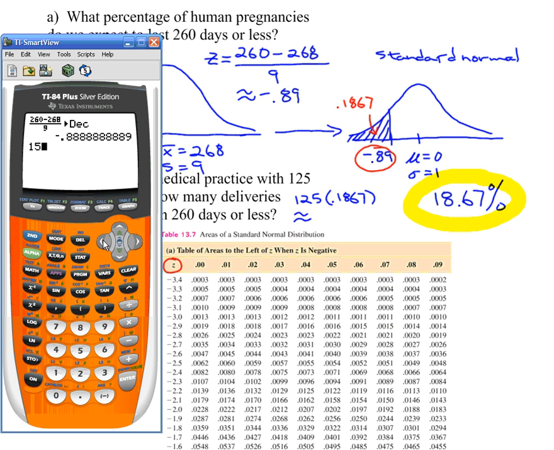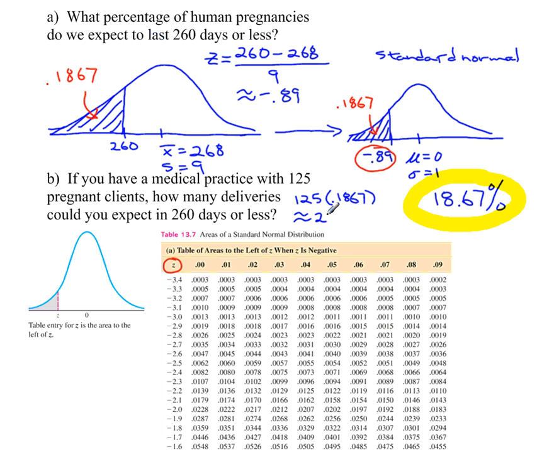125 times 0.1867 gives us 23.3. Obviously, we can't have 0.3 deliveries, so we'll round it down to 23 deliveries. The 23 tells us that of the 125 patients we have, expecting 18.67% of them to deliver in 260 days or less, we should be delivering about 23 babies.